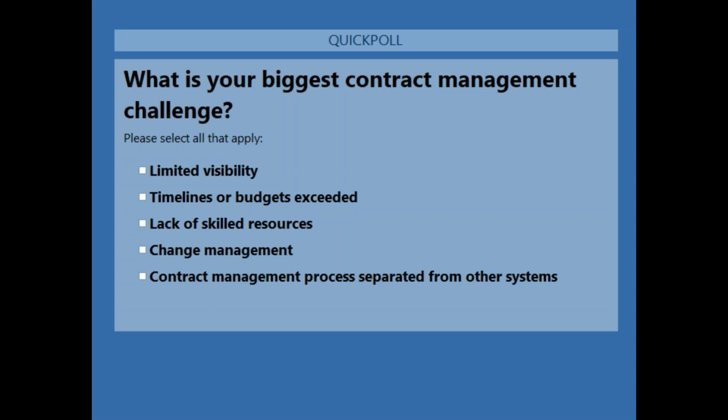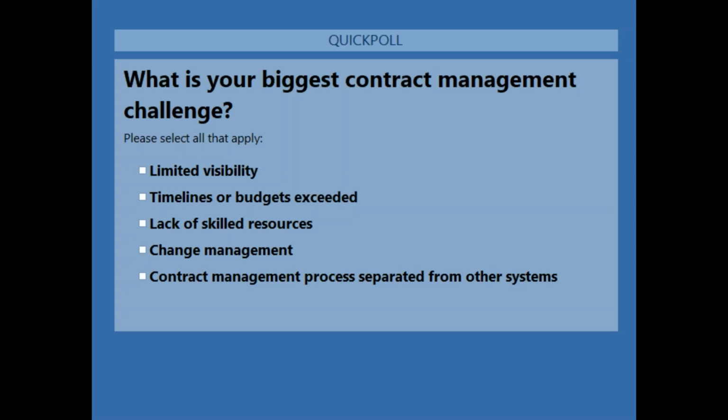And some of the things that we've seen are definitely limited visibility and timelines or budgets being exceeded as part of the contract process, lack of skilled resources, change management is always an issue, and contract management process being separated from other systems. Like you have to go somewhere else to do contract management, which is not always convenient and conducive to getting things done.